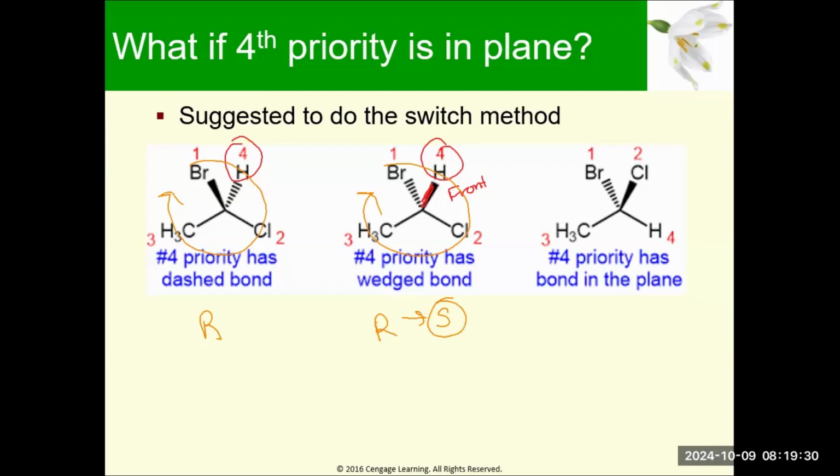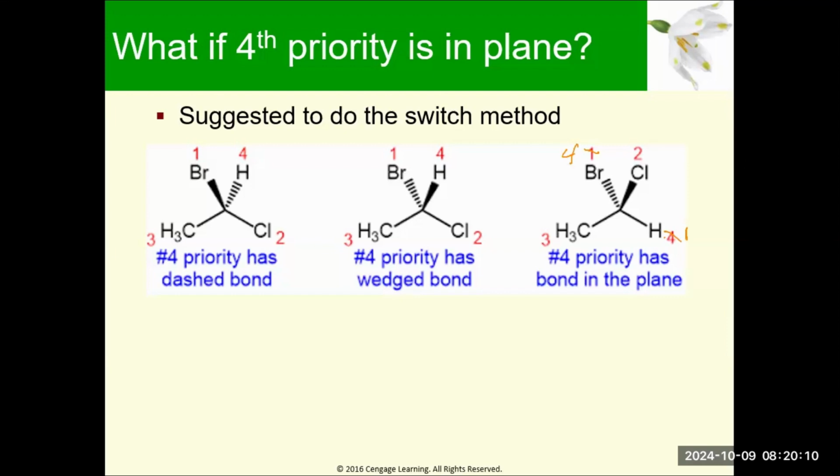Now, what happens if it is in the plane? So if the fourth priority is in the plane, it's neither wedged nor dashed. You have to do a switch. So what you would do is you don't have to actually move the atoms. You're simply going to move the numbers. So you're going to look and see what number is in the back. Well, in this scenario, the number that's in the back is the bromine at number 1. So you're going to erase the 4 and make that 1, erase the 1 and make that a 4.